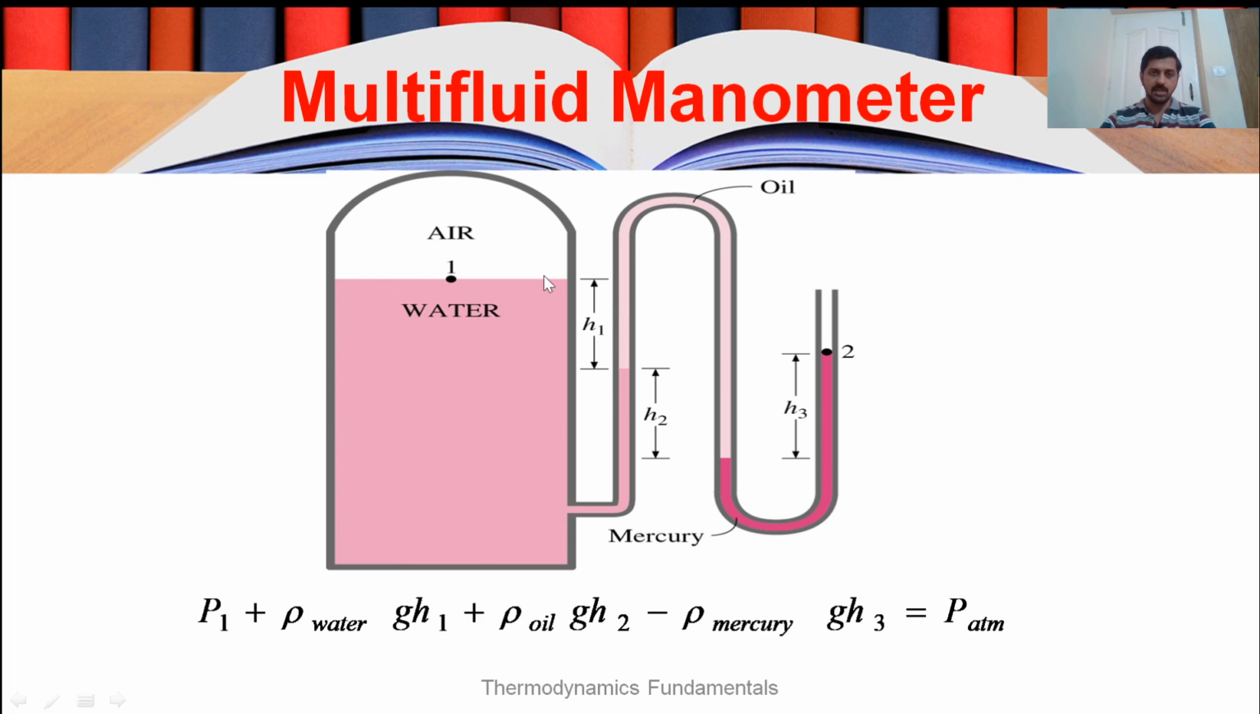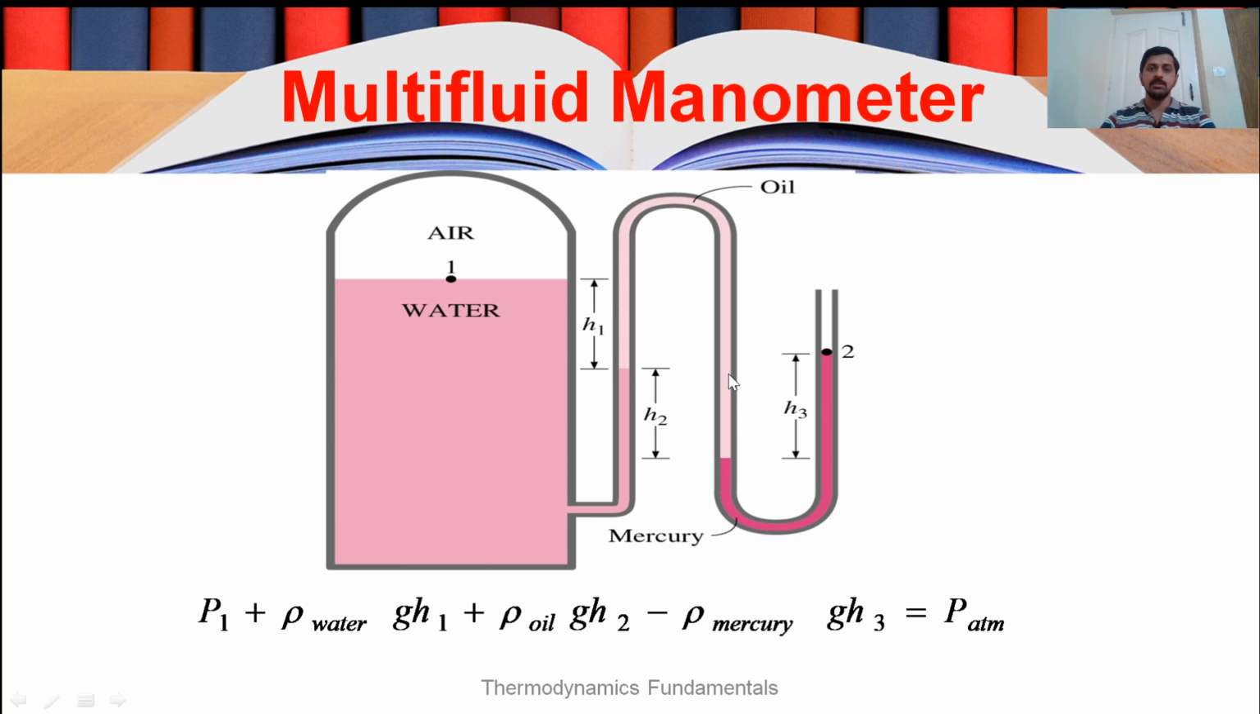So this much height of water pressure will be acting at this point. So this point and this point will be having the same pressure. That's why we are taking the pressure due to the height of water in the tank, that is the pressure acting at this point for a height of H1, that will be the same at this point inside the manometer column.